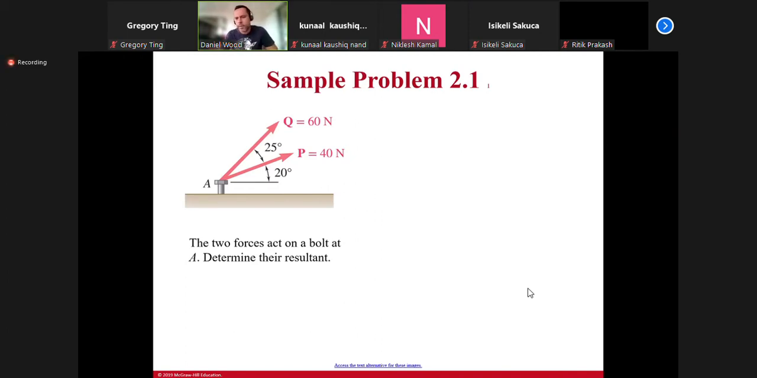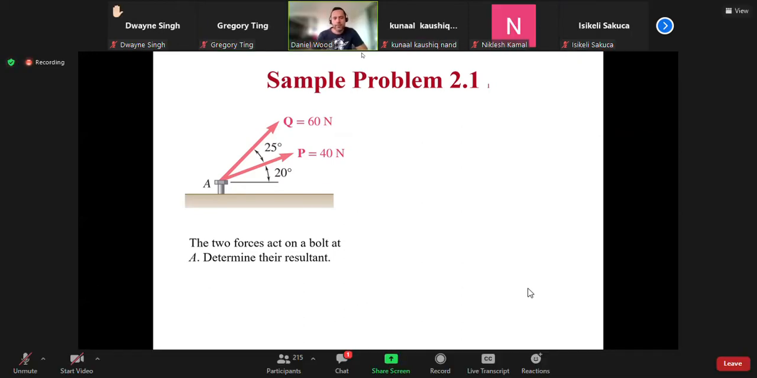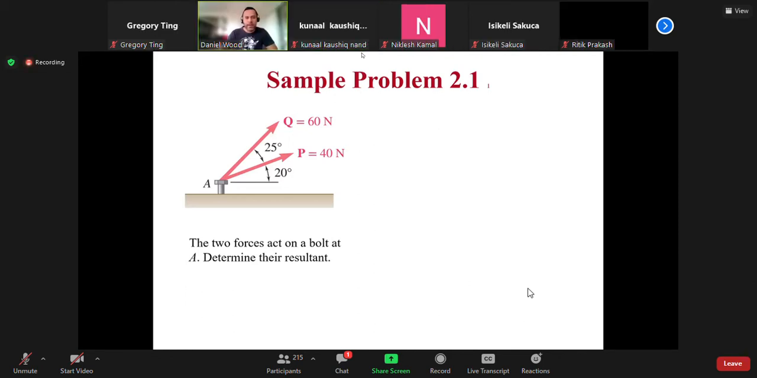How many of you would be confident to be able to do this problem? Do we have any? Dwayne, you could do it. Good stuff. One person out of 215. Sulueti, awesome, awesome. Nice, Nitesh. Good stuff.